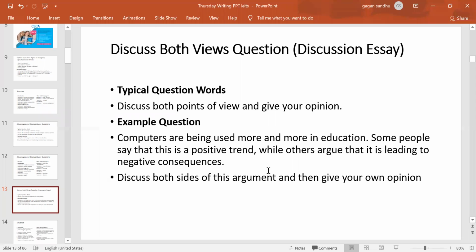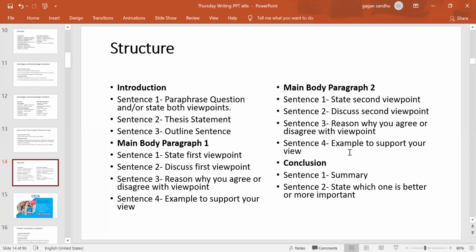Computers are used more and more in education, right? Some people say that this is a positive trend, while others argue that it is leading to negative consequences, right? Discuss both sides of this argument and then give your own opinion, right? So this is asking about, like, some people are in favor of computers in education, some are arguing against it, right? We have to discuss both people's opinions, why they feel so, and also we have to give our own opinion as well.